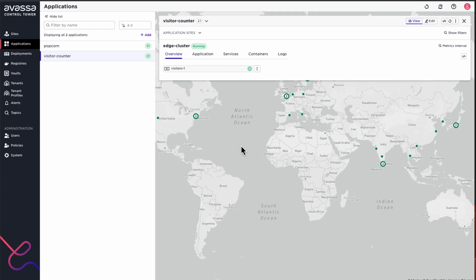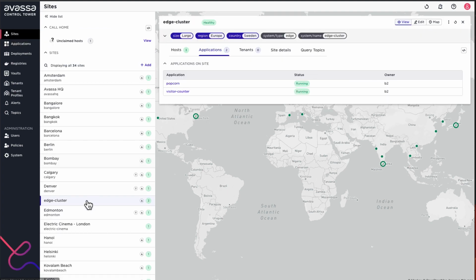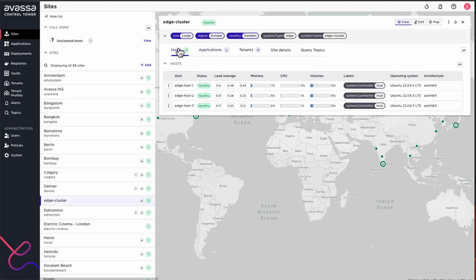Let's move on with having a fault on a host on the site that will have an impact on the running application and show how we reschedule things to restore application availability. So I have the visitor counter running at the edge cluster. You can see that it's running on edge host 1 here. So if I go back to the cluster view, you can see the edge cluster and the hosts, and edge host 1 is actually serving that instance. I will now stop that machine and see what happens.